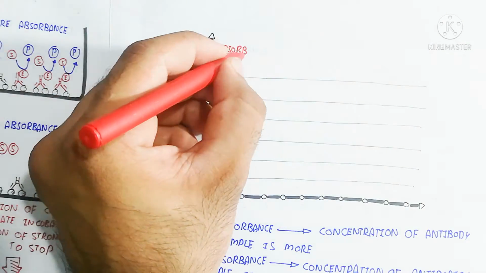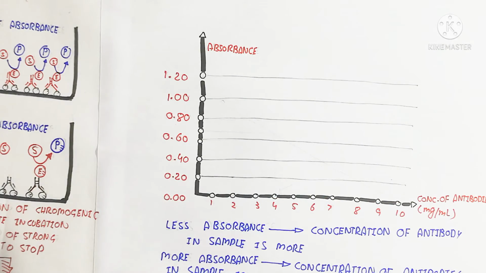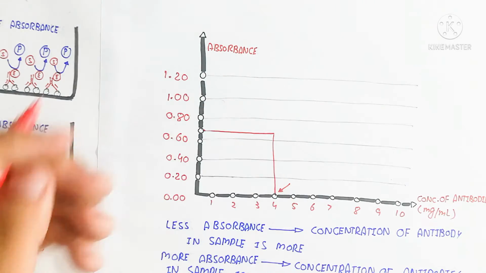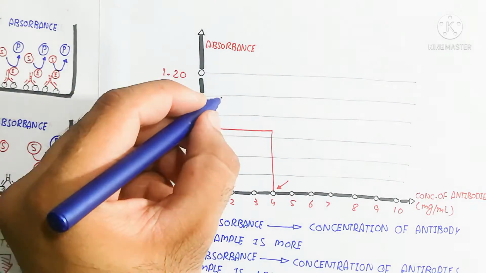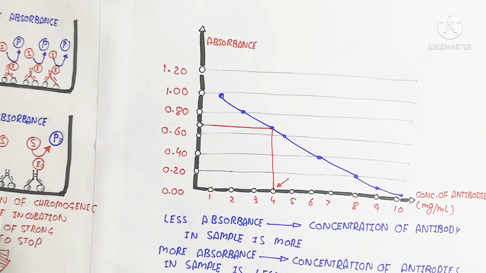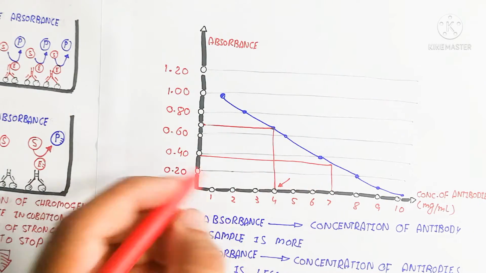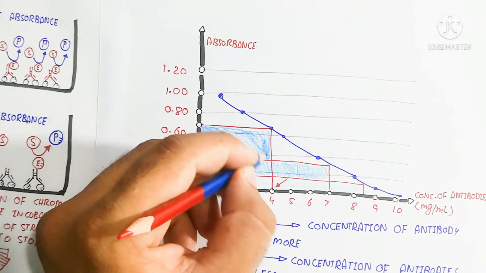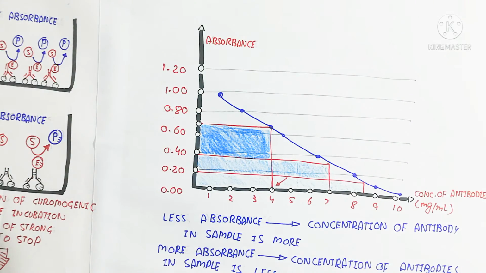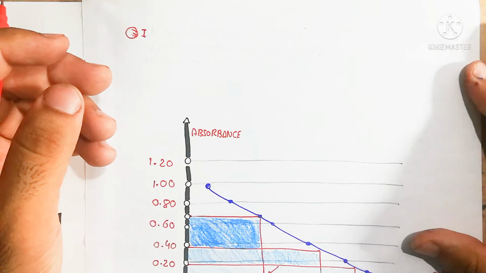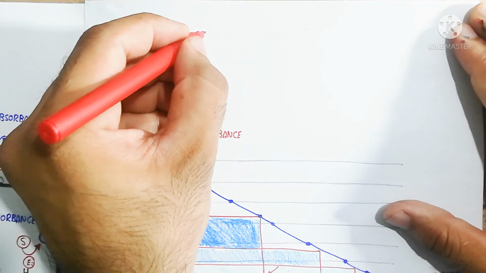Here is the graph; we can understand the absorbance value well with it. The horizontal axis shows the concentration of antibodies in milligrams per ml, while the vertical axis is the absorbance value, from 0.00 to 1.20, which shows the color. When the concentration of antibodies in the serum is more, the color produced is less. You can see this in the diagram. That is the important thing.